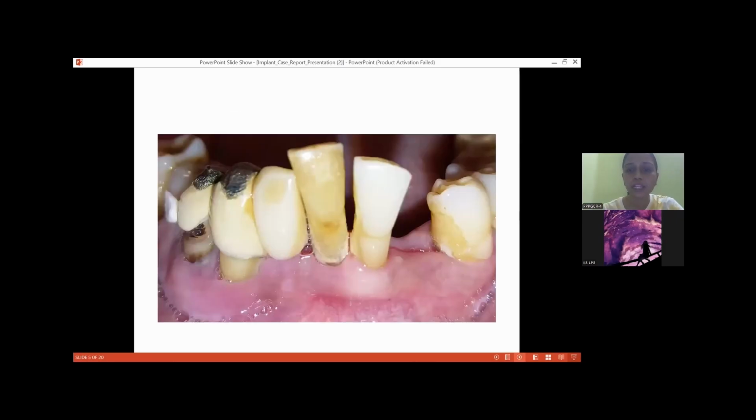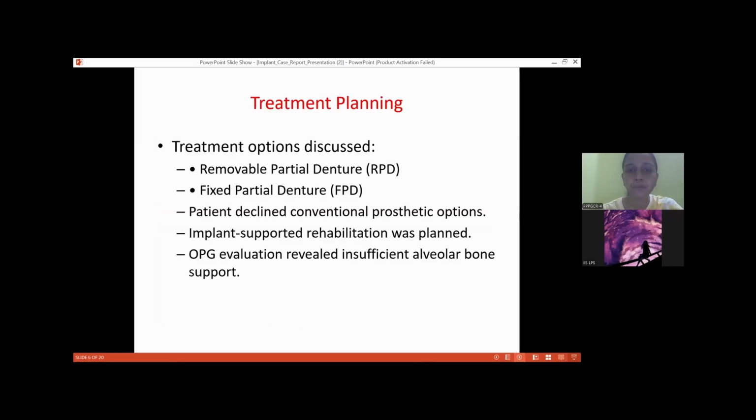In these findings, we can see that there is a missing 3-3, a grade 3 mobile 3-1 and 3-2, and also an ill-fitted fixed prosthesis, which is also causing a secondary caries in the 4-4. So we planned the treatment. The treatment options discussed were removable partial denture and fixed partial denture, but the patient declined those prosthetic options, and we planned for an implant supported rehabilitation.